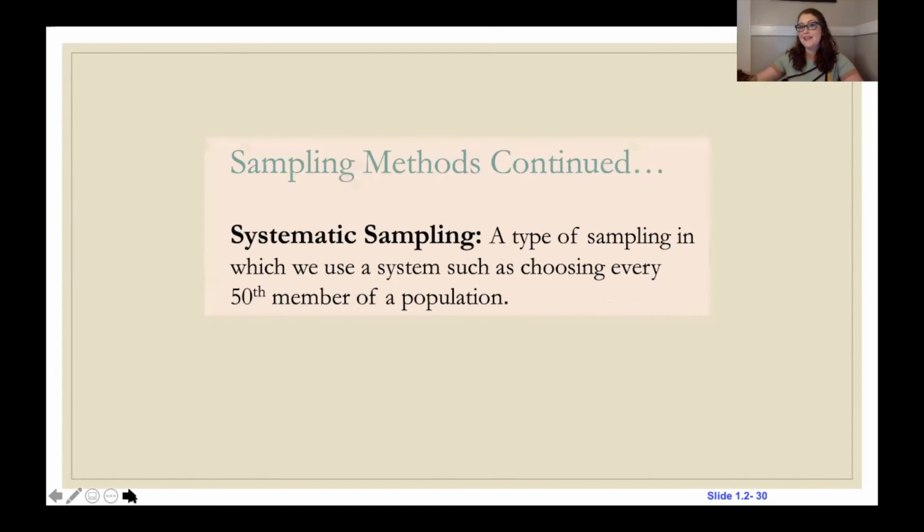The next sampling method is systematic sampling. This is a type of sampling in which we use a system, such as choosing every 5th person or every 7th person or every 10th person of a population.